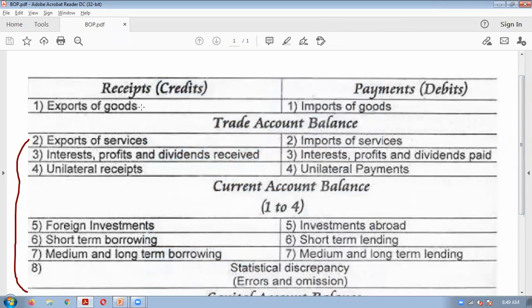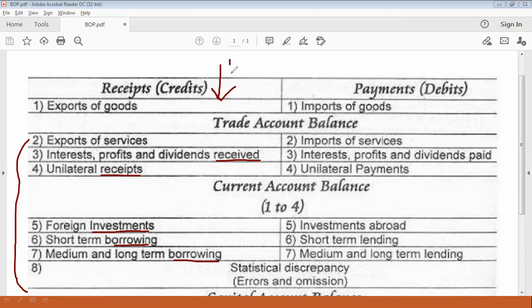Export of goods, foreign currency inflow will be there. Export of services, interest, profit, dividend received. Okay. Then unilateral receipts, investment coming to India from outside India. Borrowing, if you borrow money from outside India, foreign exchange will be coming to India. Okay, foreign currency will come to India. So these are plus items.